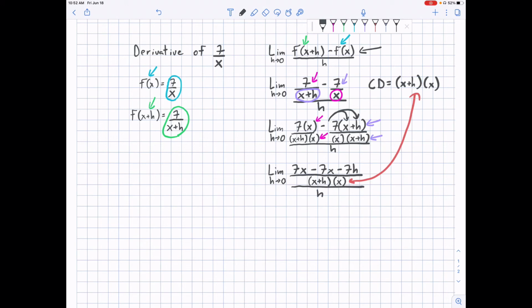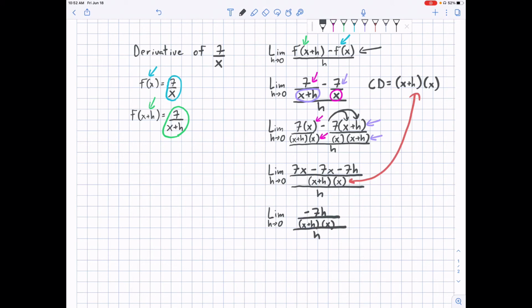Now there's going to be another line of simplifying here. So the limit as h approaches 0. 7x minus 7x is nothing, so then I'm just left with minus 7h over x plus h over x, and then again, all over h.